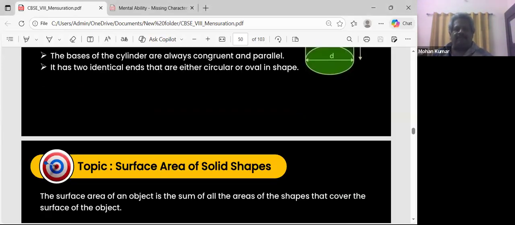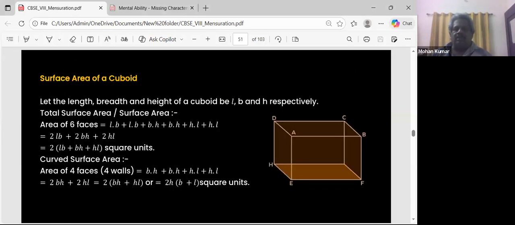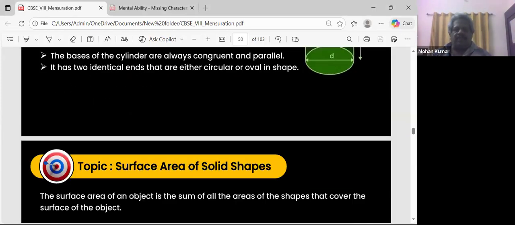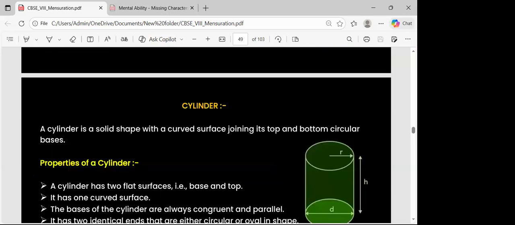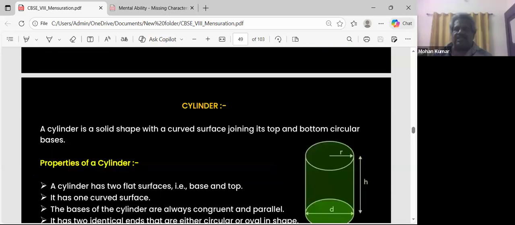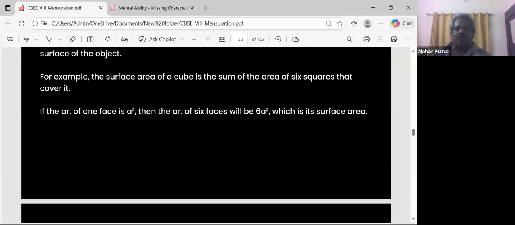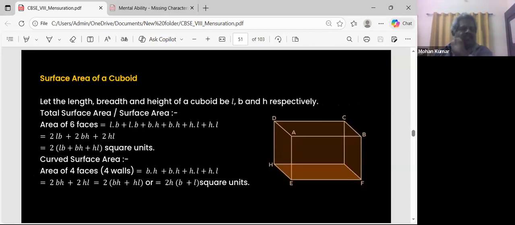So cylinder, now I'm coming. Next one. Sir, can you show? We have a cylinder, with two flat surfaces. Actually, it's a problem solving. So now we'll come back to the surface area of a cuboid. Let's see. The length, breadth, and height of a cuboid are L, B, and H respectively. Therefore, the total surface area is always given by the area of 6 faces.